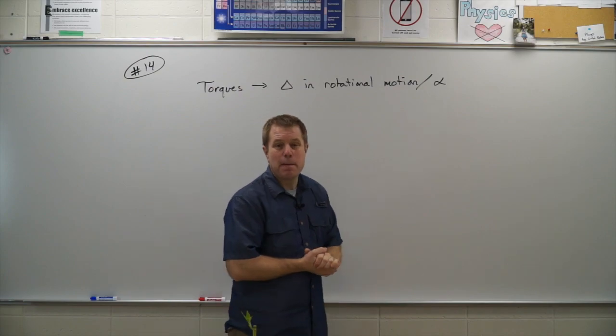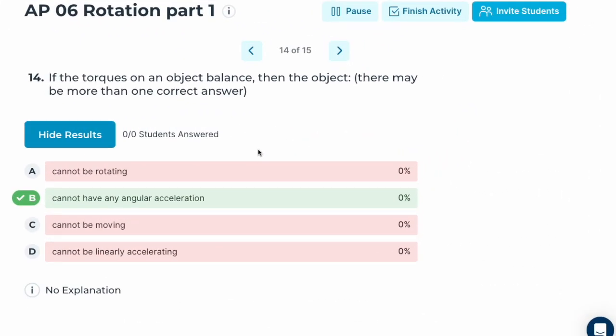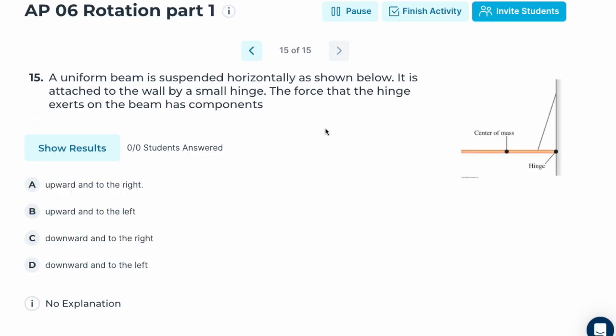So the correct answer there, B. Correct answer, cannot have any angular acceleration. Yes, torques only tell me about angular acceleration. Number 15: a uniform beam is suspended horizontally as shown below. It is attached to the wall by a small hinge. The force that the hinge exerts on the beam has components of?